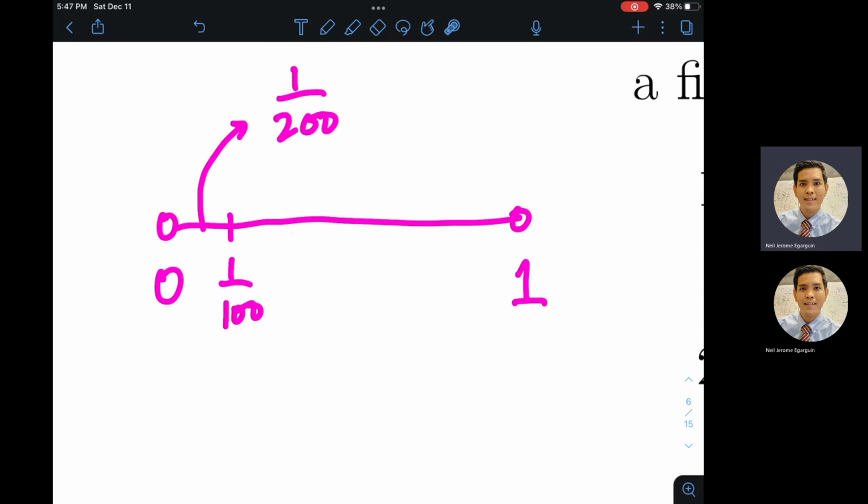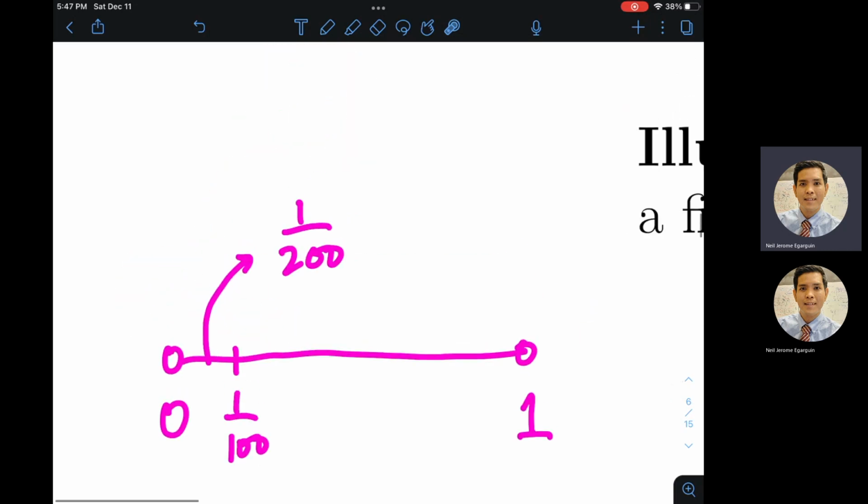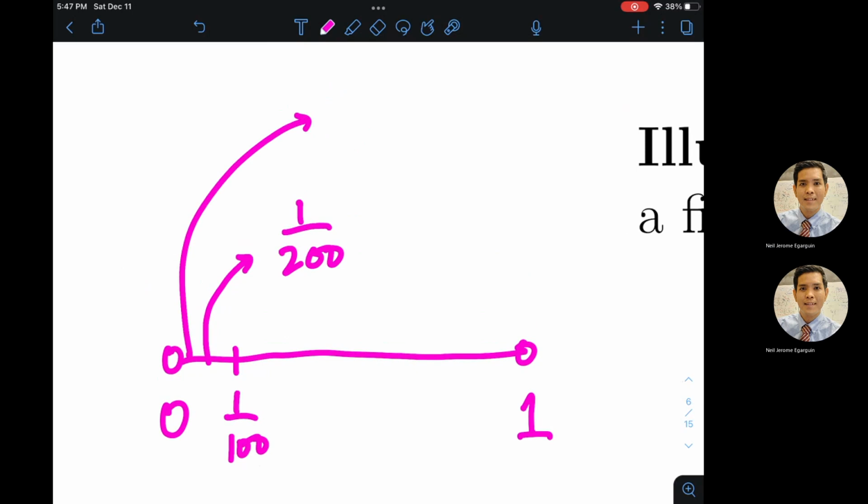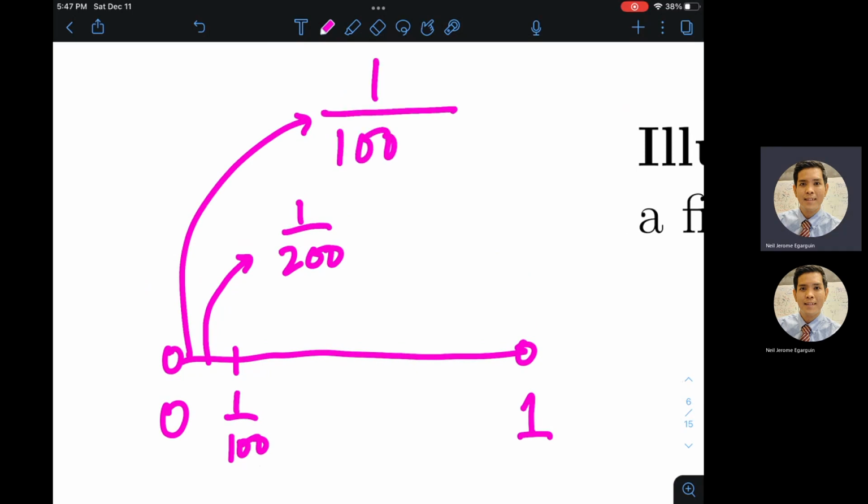However, again, I will appeal to the same property, the density property. Sa pagitan ni 0 at saka ni 1 over 200, meron pang isang real number. Meron pa diyang, halimbawa, 1 over 1 million. And definitely 1 over 1 million is less than or equal to 1 over 200. So 1 over 200 cannot be the first element of the set A in this natural ordering kasi nga mas maliit sa kanya si 1 over 1 million.